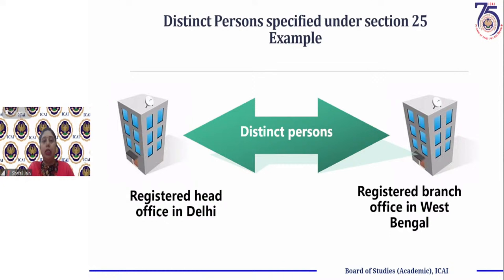Now, on the basis of this, what do we mean by distinct persons, or what do we mean by the establishment of distinct persons, which is given under Section 25?